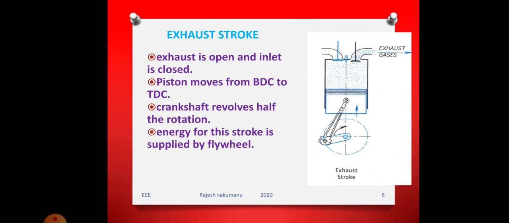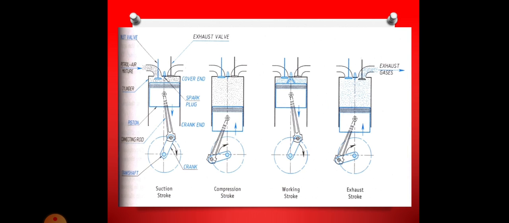Now whatever energy is stored in the flywheel, the exhaust stroke takes that energy and starts doing the action. What happens at the exhaust stroke? The burnt gases which should be sent outside are expelled out through the exhaust valve. Thereby the complete cycle takes place.